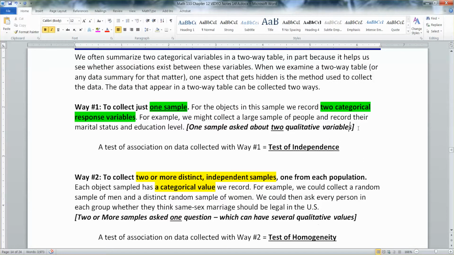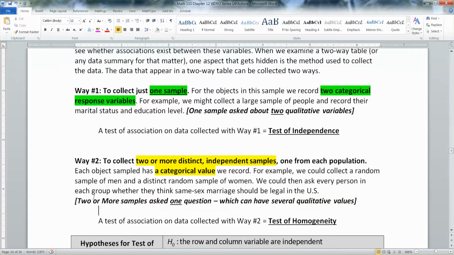I just thought I'd add this little note in here just because I think maybe it'll help clarify. The independence ones are when you have one sample asked basically one question that can have a couple different categorical response variables. And then the homogeneity ones are when you have 2 or more samples asked a question. Now keep in mind that doesn't mean you're going to have only one option. You're going to have variability here. So you're asked about one question that can have several qualitative values. But in general, if it's more than one sample, that's going to be the homogeneity. If it's one sample, that's going to be independence.